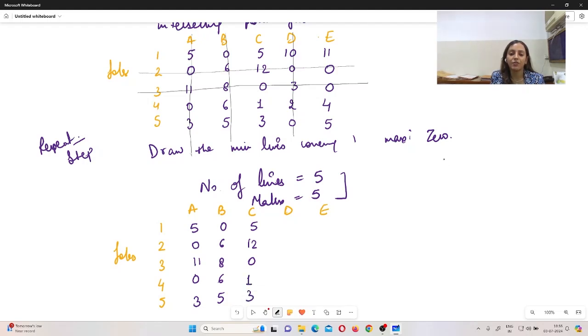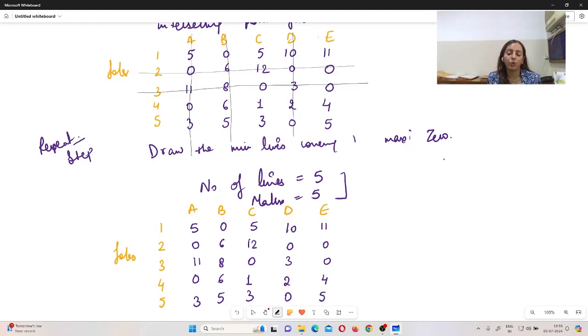In the D, we have 10, 0, 3, 2, 0. And in the last E, we have 11, 0, again 0, 4, and the last one is 5. Right? So we have done all the matrix.